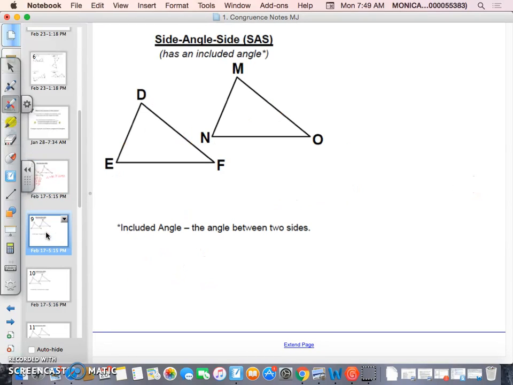Another way is side, angle, side. So you have to include an angle, and it has to be in the middle. So it has to be between the 2 sides. So for example, if I knew for certain that DE is congruent to MN, and I know that angle E is congruent to angle N, and then I would have to have information that says that EF is also congruent to NO.